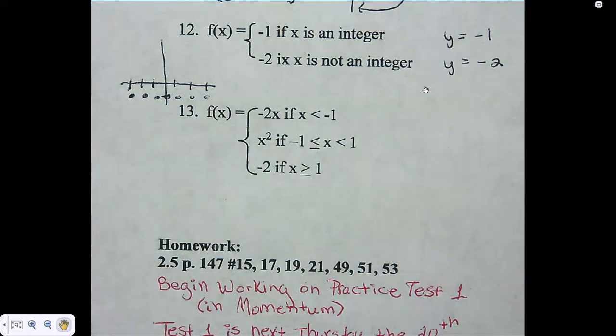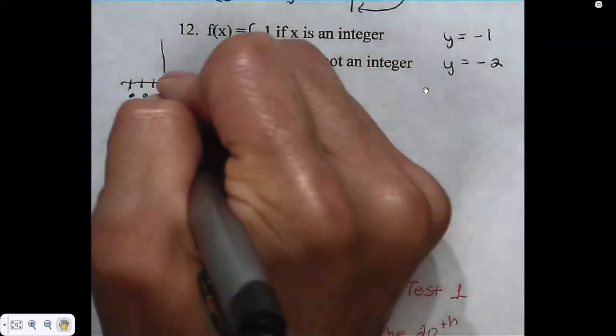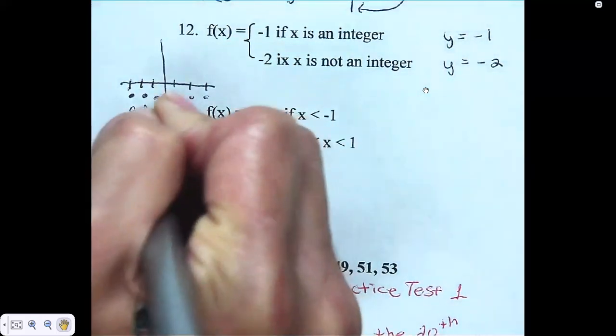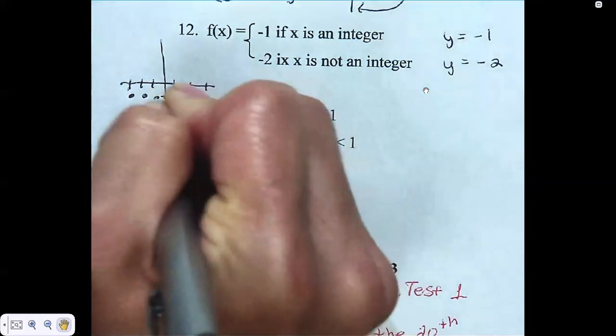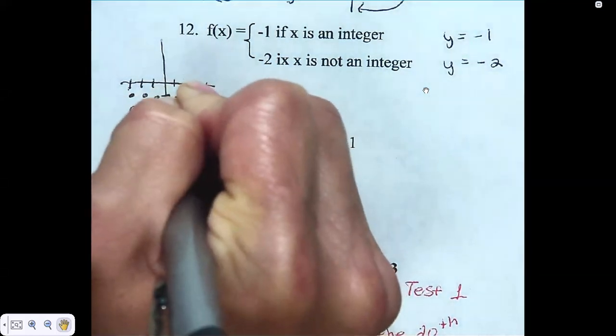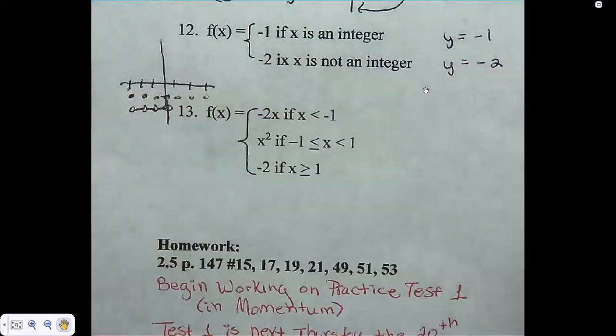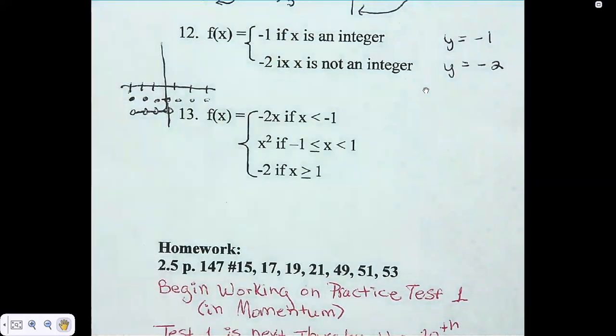What's that going to look like? Pieces of lines that have holes at the integers, because y only equals negative 2 when x is not an integer. So I need holes at the integers, and I made my graph so tiny it's going to be hard to show that, but holes at the integers with little pieces of line between. And that's going to continue, even though I don't have room to continue.